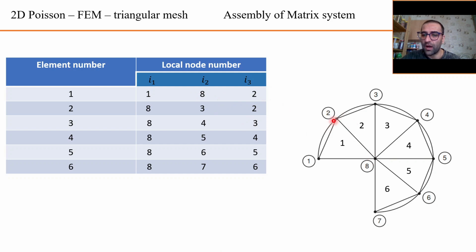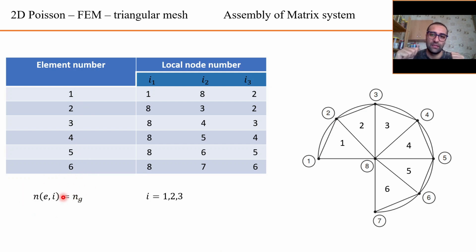Global node number of the third node of element 1, it is 2. Yeah, simply you can see it in this table. It means that we need to save this connectivity information into some two-dimensional array that here I call N. The first index in this array shows the element number, the second index shows the local node number, and we assign the global node number to this N.